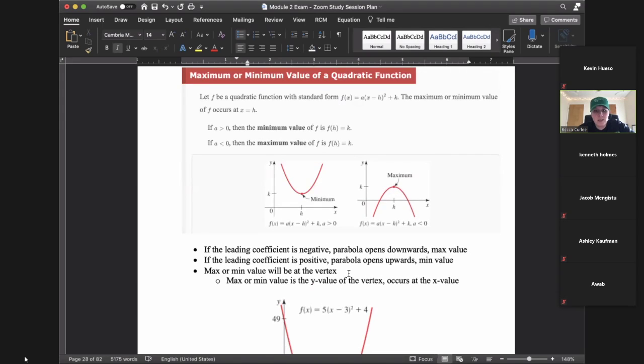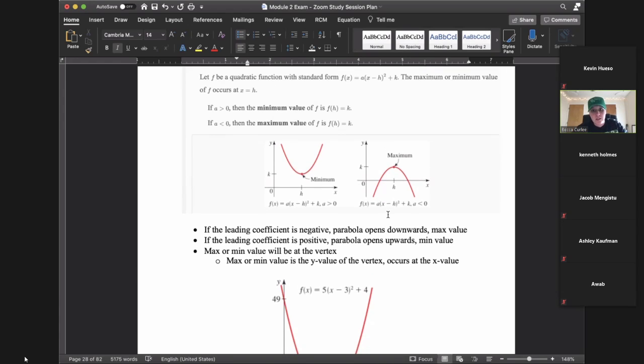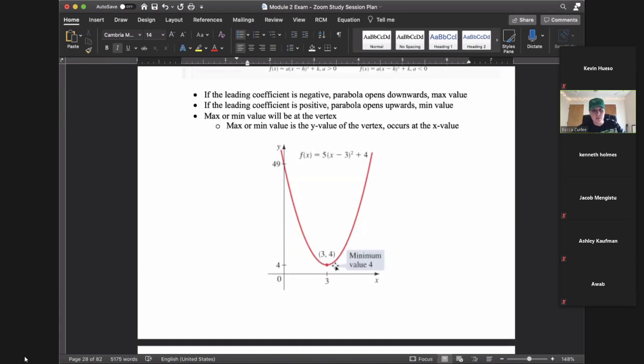Maximum or minimum value will be at the vertex. The maximum or minimum value is the y value of the vertex, and it occurs at the x value. So the vertex isn't the maximum or minimum value, and neither is the x value. But you can say that the max or min value is the y value that occurs at the x value. So if your vertex was 3, 4, then you would say that the maximum value was 4, and it occurs at x equals 3. Same thing right here, 3, 4: the minimum value is 4, and it occurs at x equals 3.